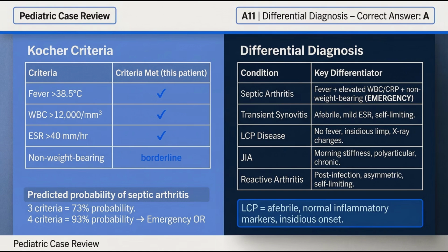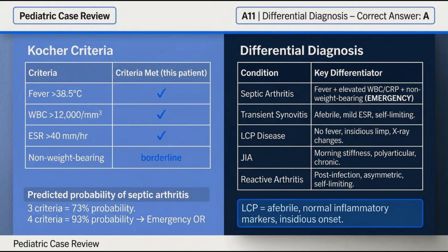This child meets 3 of the 4 Coker criteria: fever above 38.5 degrees Celsius, white blood cell count above 12,000, and erythrocyte sedimentation rate above 40 millimeters per hour. The 4th criterion, non-weight bearing, is borderline. 3 Coker criteria predict a 73% probability of septic arthritis, and 4 criteria predict 93%, mandating emergency surgical drainage.